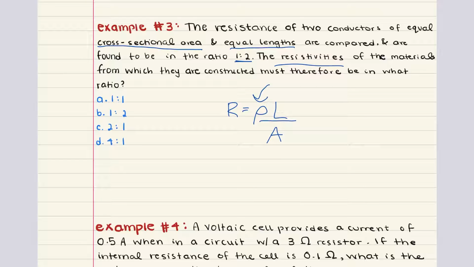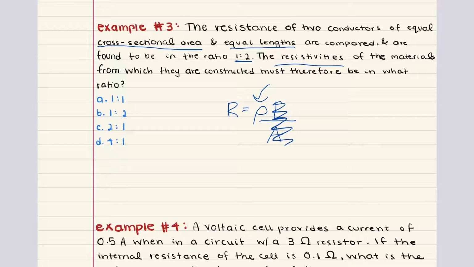Materials with high resistivity, like rubber, make it harder for current to flow, while materials with low resistivity, like copper, allow current to pass more easily. Now, if the two conductors in this problem have equal lengths and equal cross-sectional areas, then those variables cancel out when we compare their resistances.